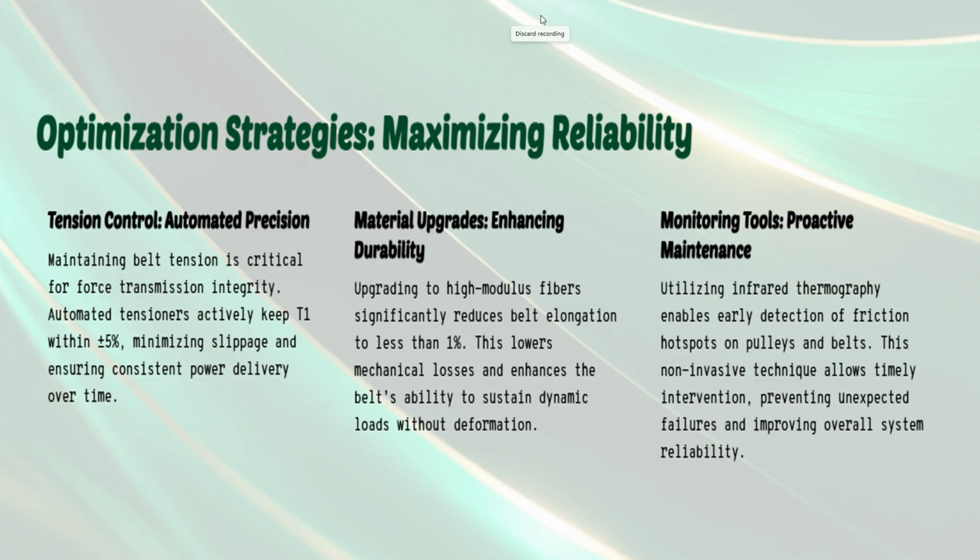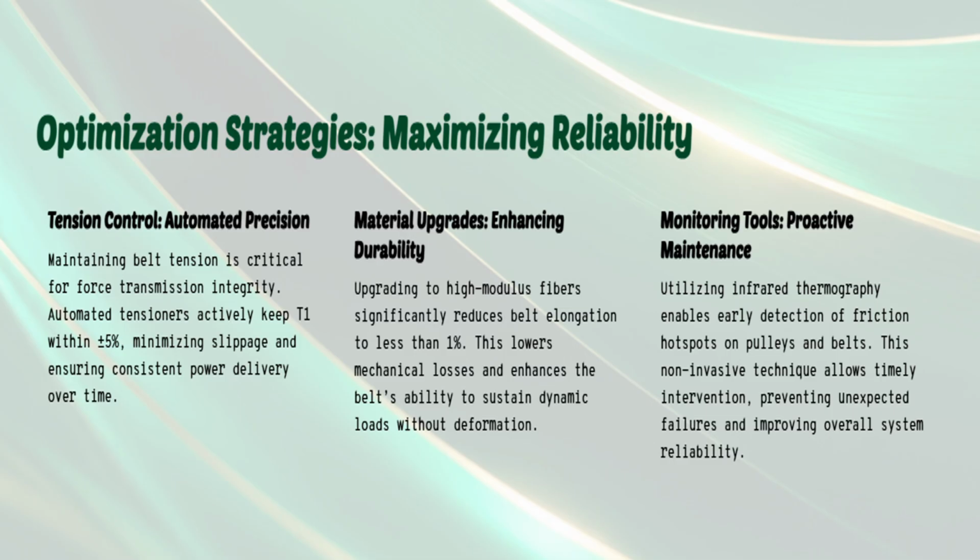To prevent these costly breakdowns, operations implement high-level optimization strategies designed to maximize total system reliability. The first line of defense is automated precision tension control. By integrating smart, automated tensioners into the machinery, the system can actively adjust itself to keep the tight side tension, T_1, within a strict ±5% window, completely neutralizing slippage and ensuring perfectly consistent power delivery over years of operation.